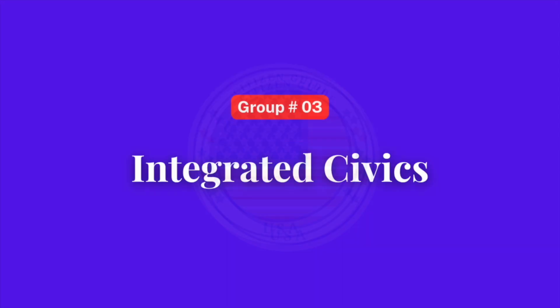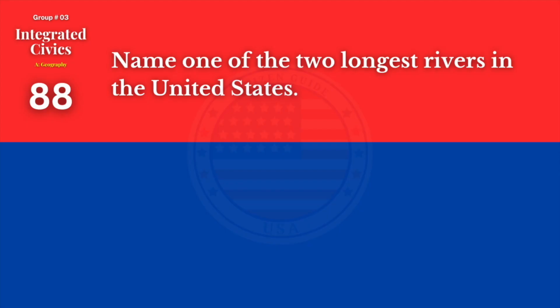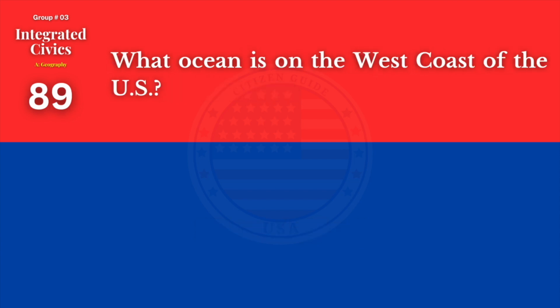Group 3. Integrated Civics. Name one of the two longest rivers in the United States. Missouri River. What ocean is on the west coast of the U.S.? Pacific Ocean.